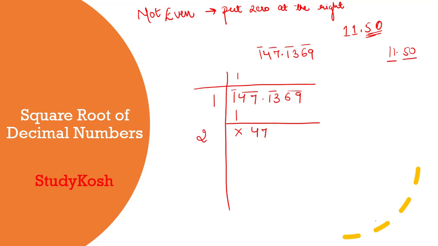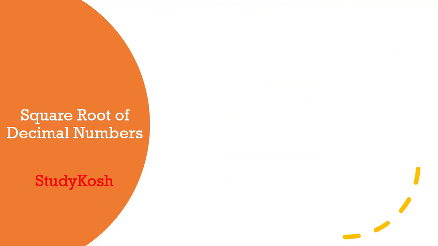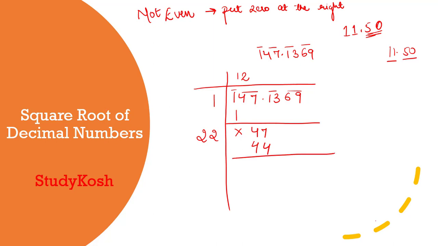Then what number should we use here so that we get the number nearest to 47? If we use 2 here, then we will get 44. So here also 2. Now the remainder is 3. Then we will drop the second pair. Here we'll get 313. We are not using this decimal here; we'll use it in the final result.